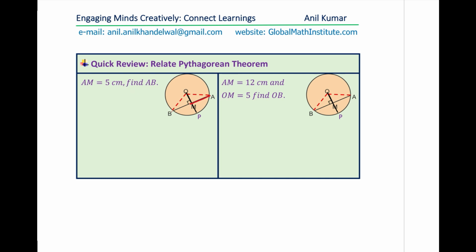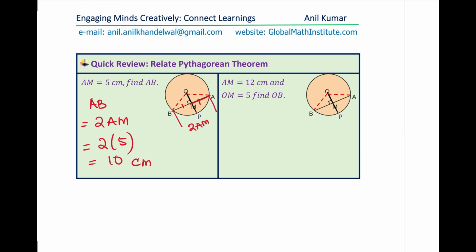How will you find it? Simple as that, right? So AB will be twice AM. So to begin with, that is straightforward. And therefore, AB is 10 centimeters.